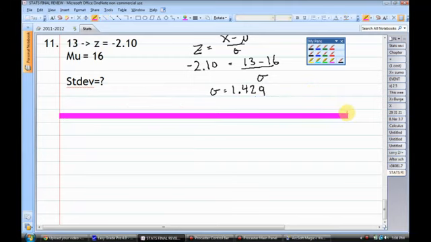Wait, so how many decimals do we have to use? Usually 4. 4 significant figures, let's put it that way.